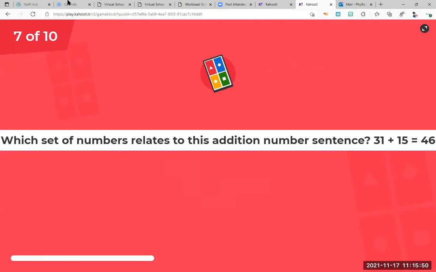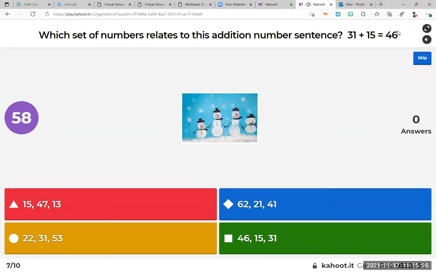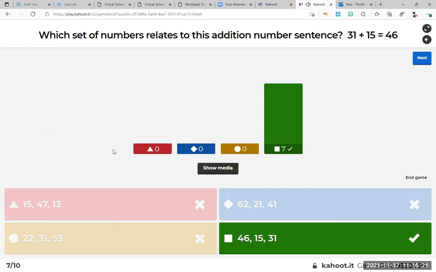Okay, let's go. Which set of numbers relates to this addition number sentence? Once again, read that problem. 31 plus 15 equals 46. Find the family that matches. This is not hard. Just find the numbers that match. It's got to have a 31, 15 and a 46. Who's got it? Johnny's bouncing in her seat. She's got it. Everybody got that one right. Jackson, do you agree?